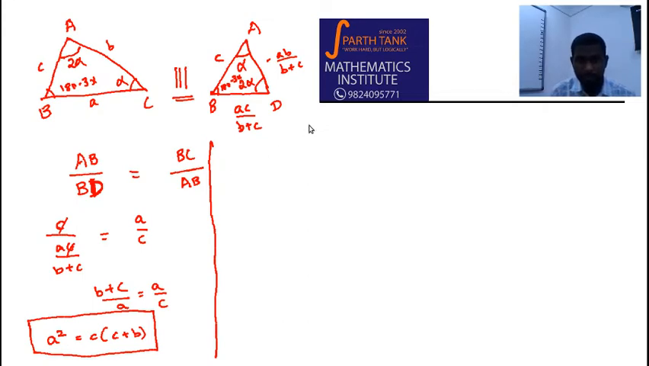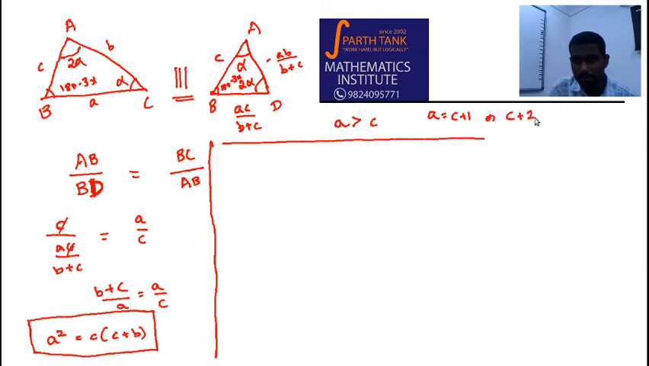And remember, in the very beginning I told that A is greater than C, right? A is greater than C because A is opposite to 2 alpha and C is opposite to alpha. So if we consider that the three sides are C, C plus 1, C plus 2, for example, then A can be equal to C plus 1 or C plus 2, right? It has to be 1 greater or 2 greater than C. Now let us consider both these cases and see what we have.